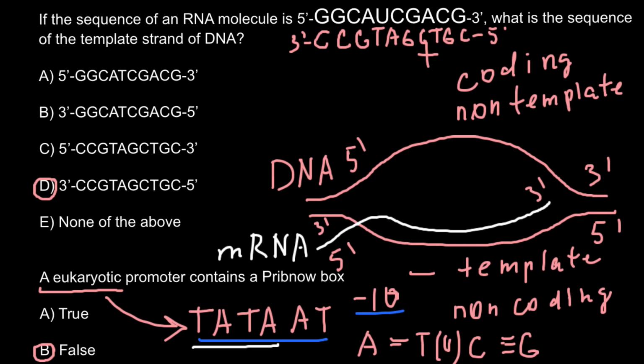So now I hope that you understand the difference between the TATA box in eukaryotes or the Pribnow box in prokaryotes, also this region called the -10 region.